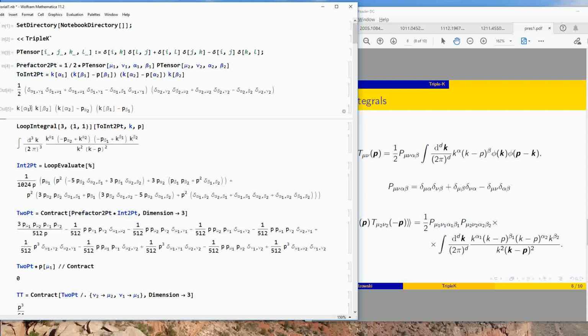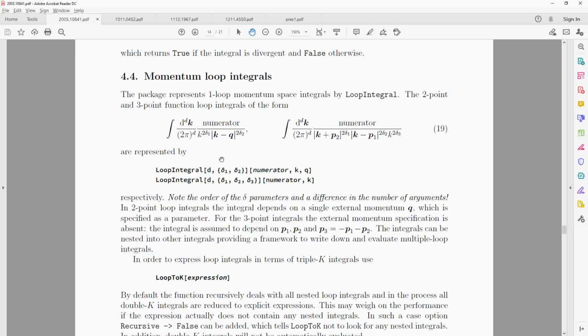Okay, so this will be our numerator, and now how do we represent these loop integrals? So these kinds of momentum integrals are represented by LoopIntegral in the package. This is very similar and inspired by Package-X. So what you have to really care about is the order of these parameters. So this delta 1 and delta 2 are the powers in the propagators here. So for the standard propagators, delta will be equal to 1. And then we have numerator and the loop momentum. Okay, so let's go back.